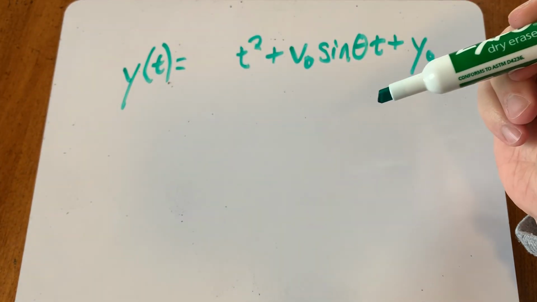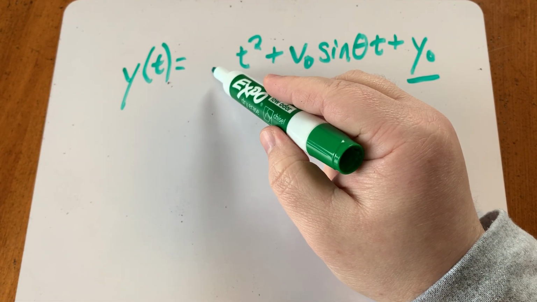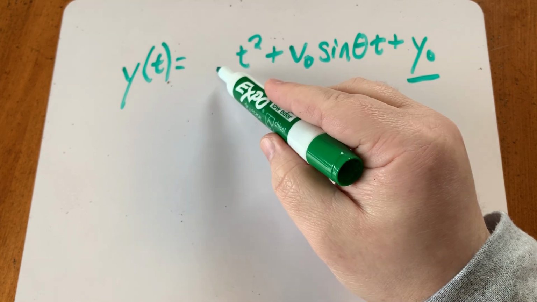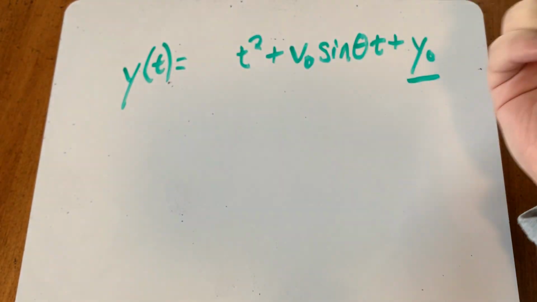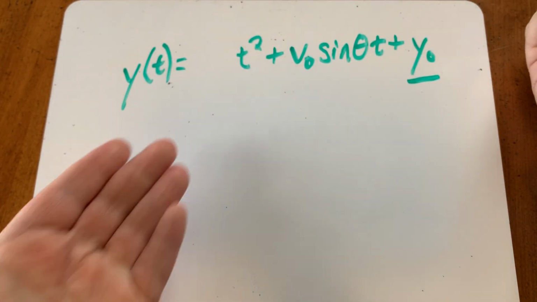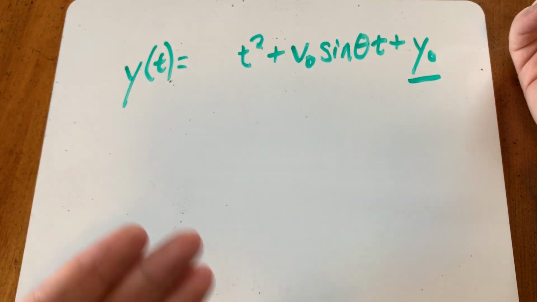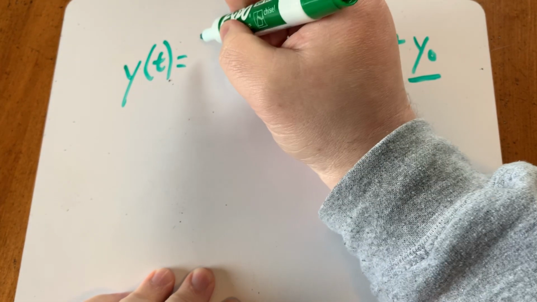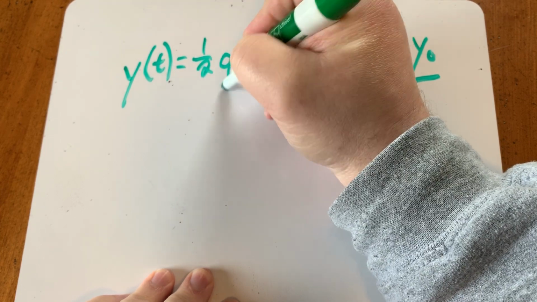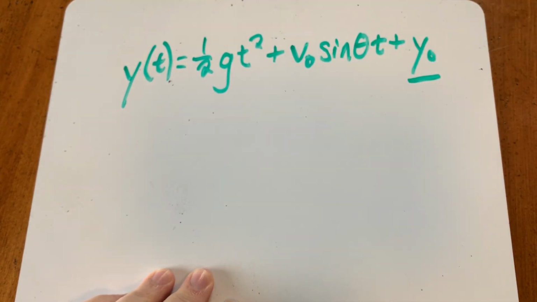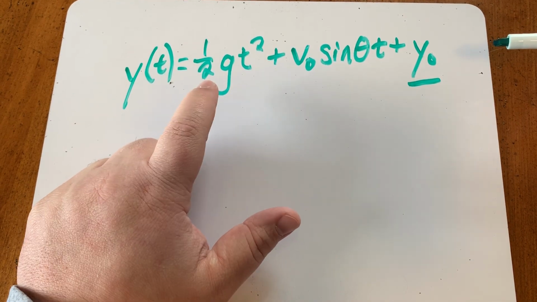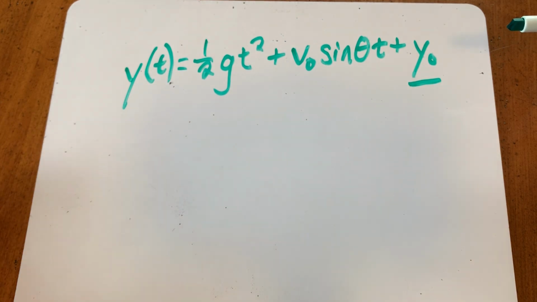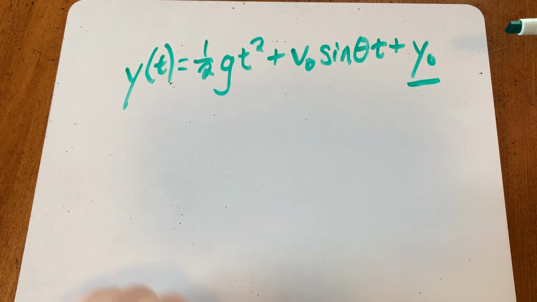So now we need this. If you remember from physics, the coefficient of your t squared was the acceleration. Well, the acceleration in projectile motion is your gravity, and this is going to be 1/2 gt squared. All right. Next year, you'll actually learn why it's 1/2 gt squared. It has to do with derivatives and integration. But right now, just trust me, it's 1/2 gt squared.